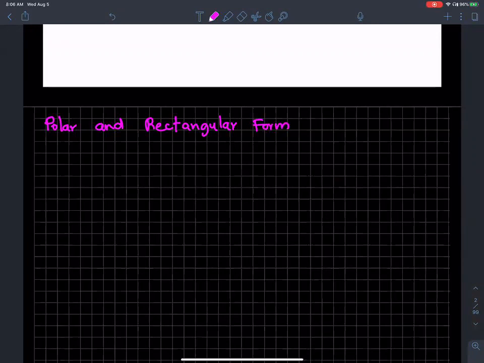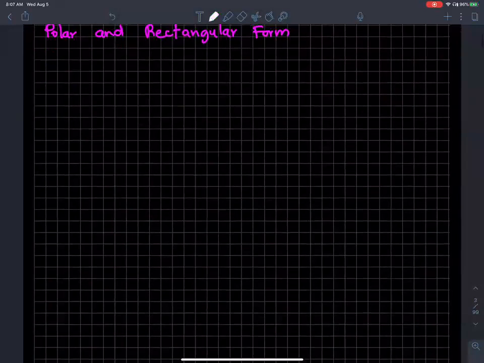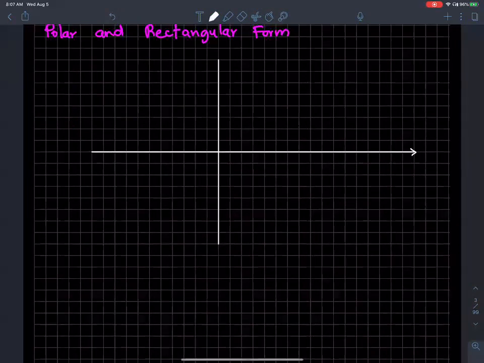Polar and rectangular form of complex numbers. So the idea is any sinusoid can be expressed in the form of a phasor. I'm going to represent complex numbers using Cartesian coordinates.